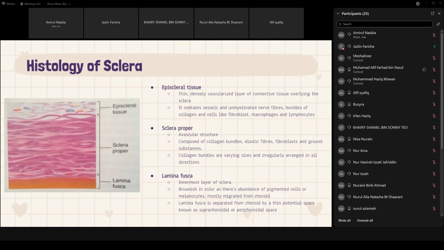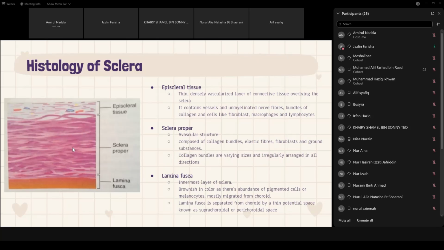Sclera consists of 3 layers, and the outermost layer is called episcleral tissue, which is a thin, densely vascularized layer of connective tissue overlying the sclera. It contains vessels and unmyelinated nerve fibers, bundles of collagen, and cells like fibroblasts, macrophages, and lymphocytes. And then the second layer will be the sclera proper, which is an avascular structure. It is composed of collagen bundles, elastic fibers, fibroblasts, and ground substance, such as proteoglycans and glycoproteins. The collagen bundles are varying in size and irregularly arranged in all directions.